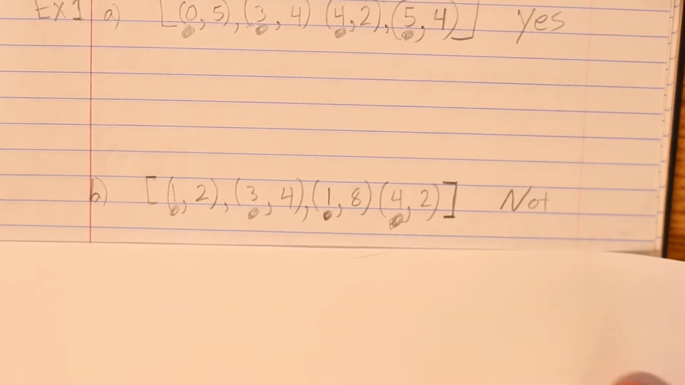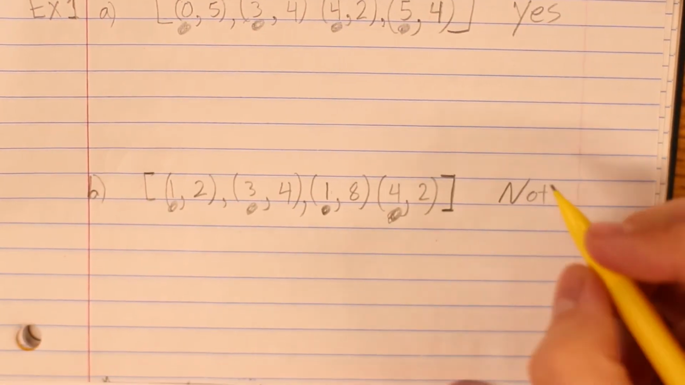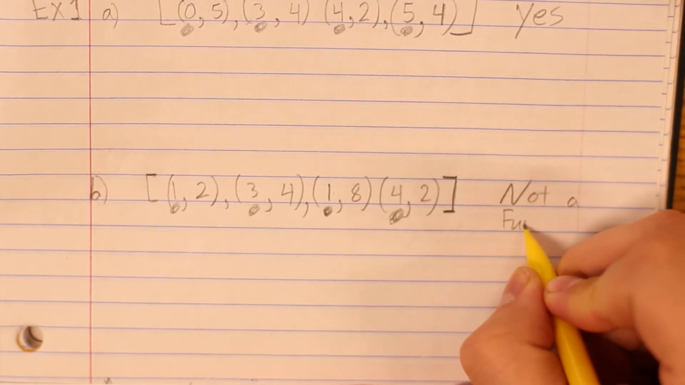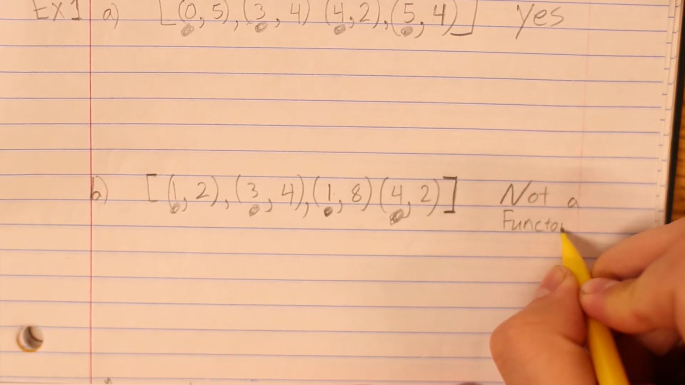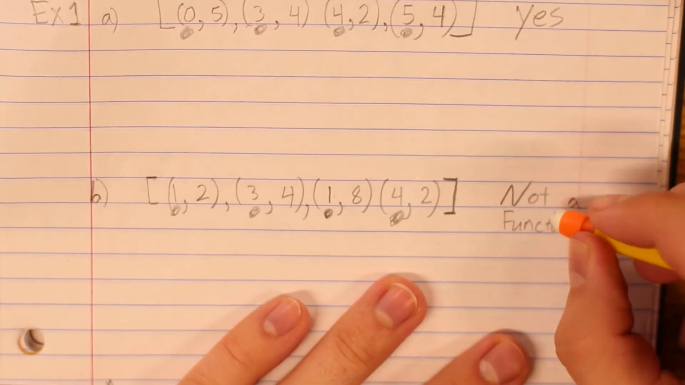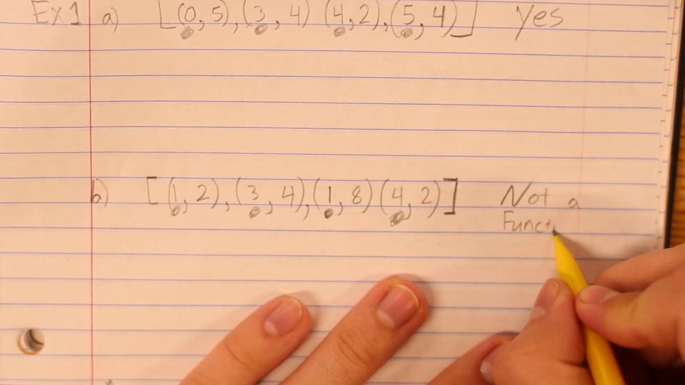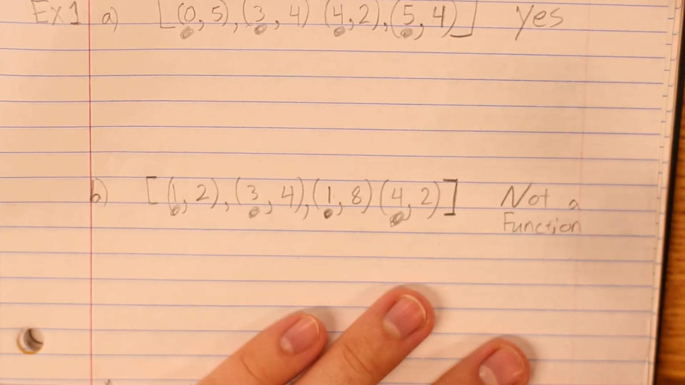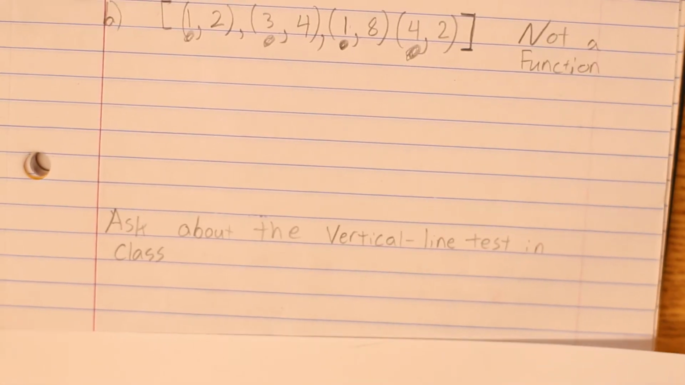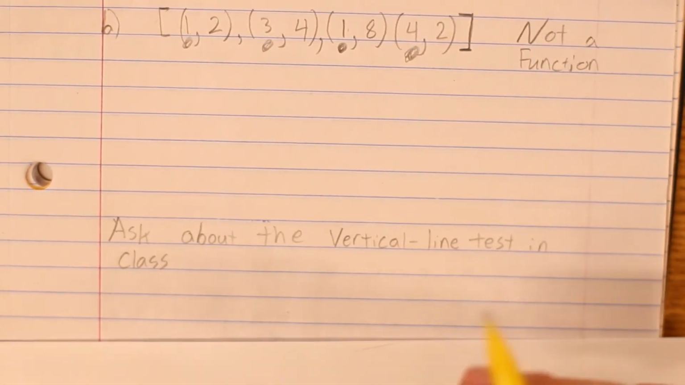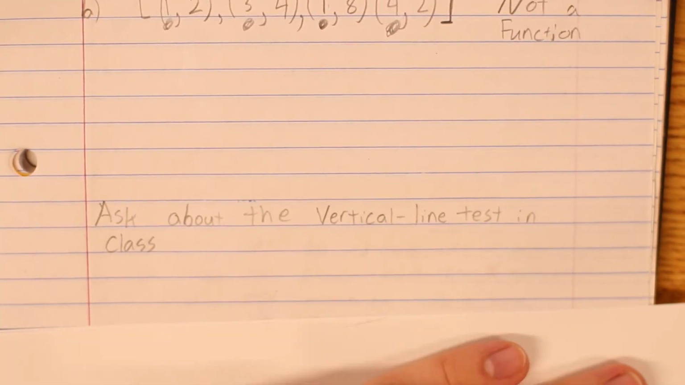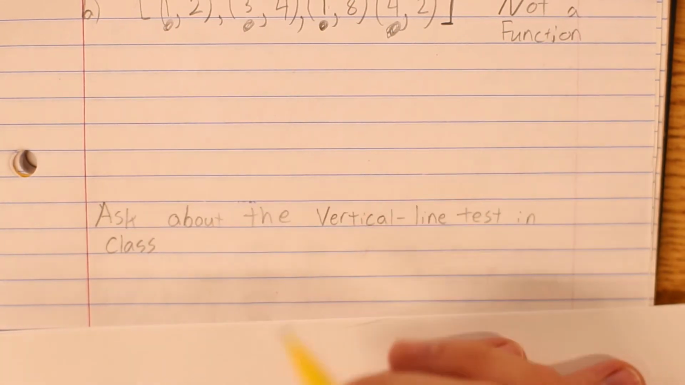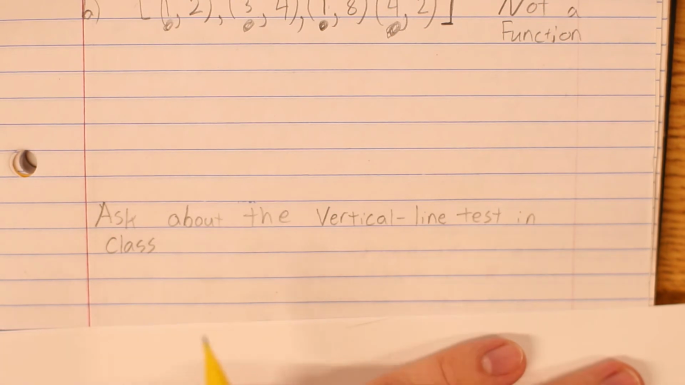All right. So we could say not a function. And in class, we're going to take a look at what this means using graphs. And we're also going to go over something called the vertical line test. Remember to ask me about the vertical line test in class, and it's a really simple way to check to see if a graph is a function or not.